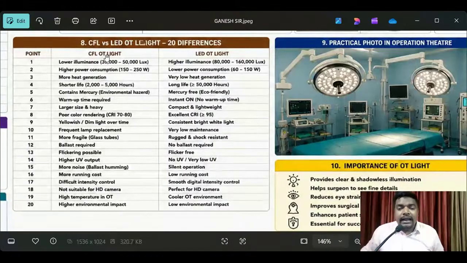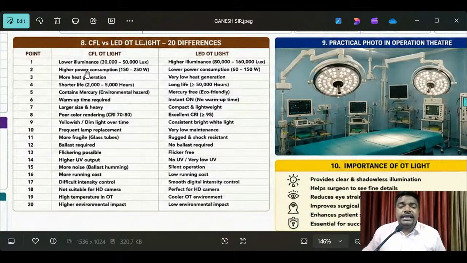Okay. And CFL light, see here, low illuminance 30,000 to 50,000 lux. Okay, and LED higher illumination 80,000 to 1,60,000 lux. Okay, when I read, you will come to understand what is important, what is the priority, what is the preferable LED light. Come on, listen carefully to what I'm saying here.